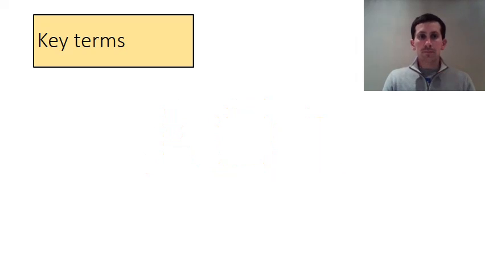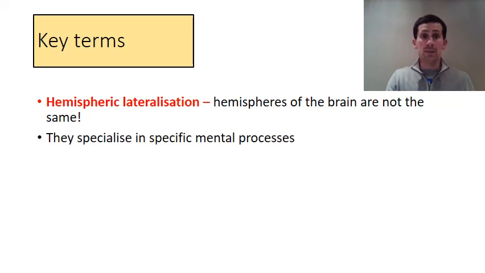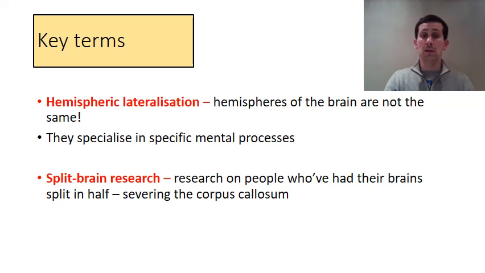The first thing we're going to look at is the AO1 for these particular ideas, and the first thing we're going to do is look at the key terms and give you some definitions for these two key terms. Hemispheric lateralisation is basically the idea that your hemispheres are your brain. Remember, we've got a right hemisphere and a left hemisphere. It's the idea that these hemispheres of the brain are not the same. They specialise in different processes. The right side of your brain controls certain things, the left side of your brain controls different things.